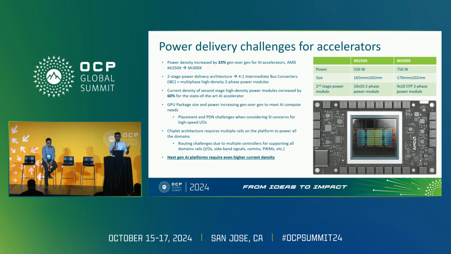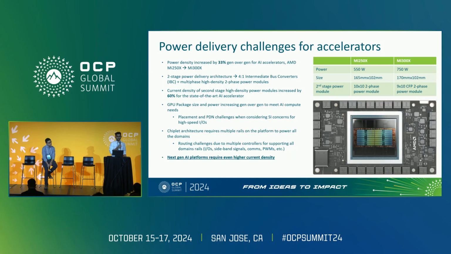At AMD, we typically implement a two-stage power delivery architecture. The first stage is the 4-to-1 intermediate bus converter, unregulated. The second stage is the two-phase high-density power modules. More on these two modules in the later slides. On MI250, we used a 10 by 10 two-phase power module. And to meet the MI300X power density requirements, we use even higher power density 9 by 10 two-phase power modules. That's about a 60% increase in current density from MI250 to MI300X.